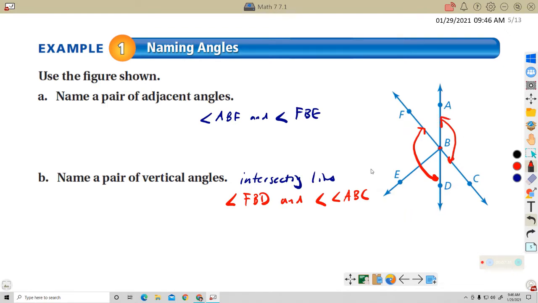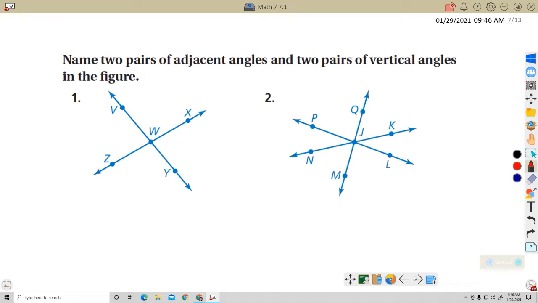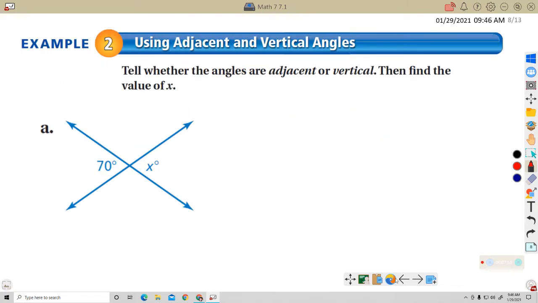We'll practice that more in class, but I'm going to ask you to do this here. This is true and false. Look at these angles and answer these questions. Just true or false. Just jot it down. You'll put these answers in at the end of the pod. This is for class.